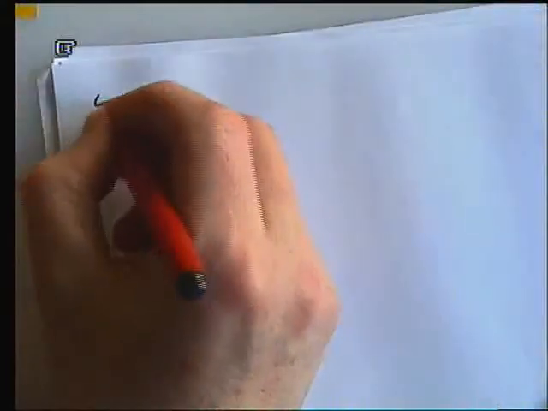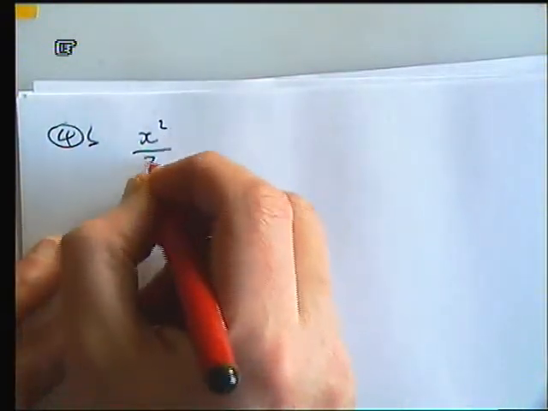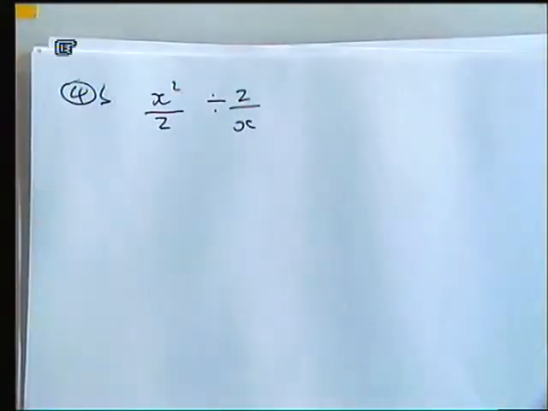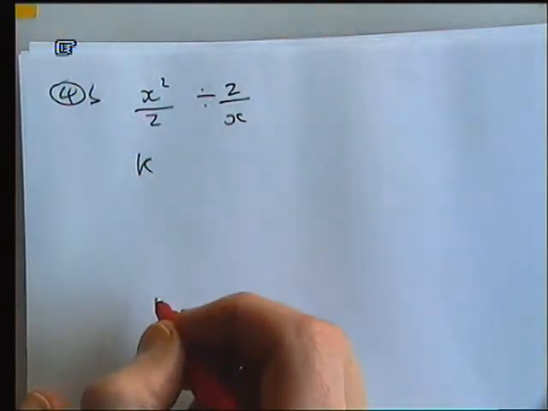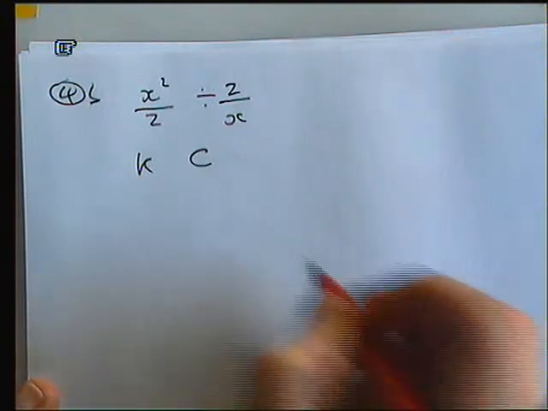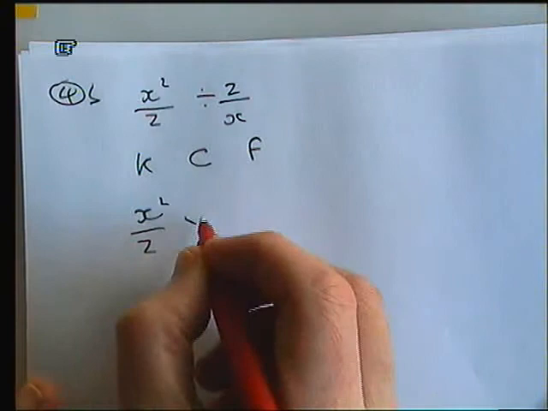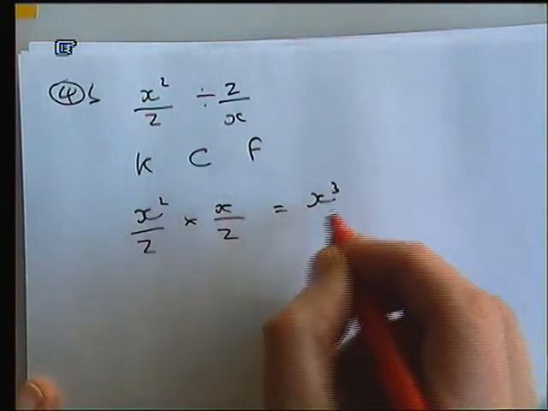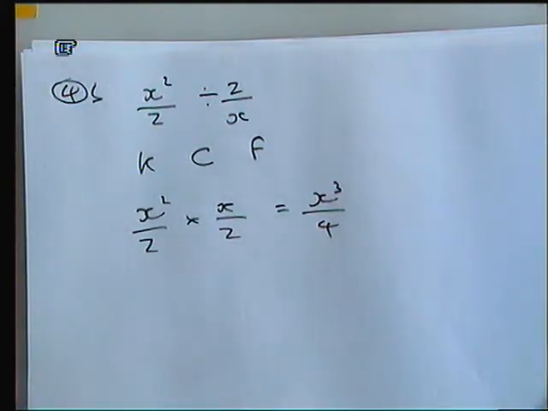Question 4, part B, sheet 3. What's a divide? X squared over 2 divided by 2 over x. Sam, how do we divide fractions? Okay, keep the first one the same, change the sign to a times, flip the second one upside down. That gives us keep, change, flip, times the tops, times the bottoms. Job done, can't do anything else with that one. That's question 4 of exercise 6B.